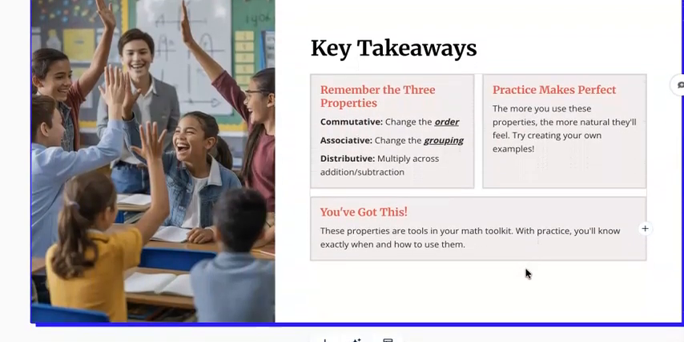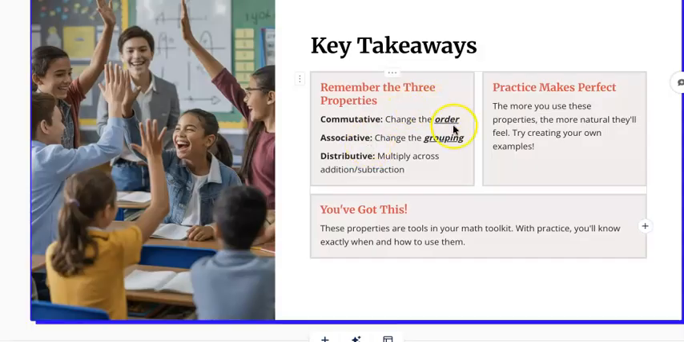Takeaway, remember 3 things. Commutative, think what? Order. Associative, think what? Grouping. Who are you associating with? Who are you grouping with? Distributive means you're multiplying across whatever's in the parentheses.